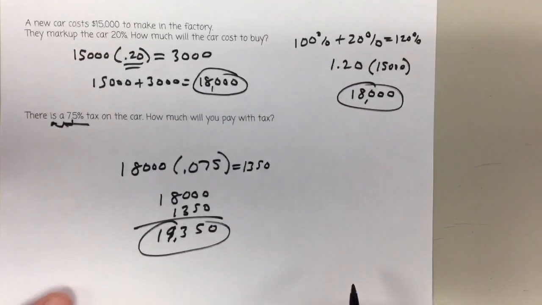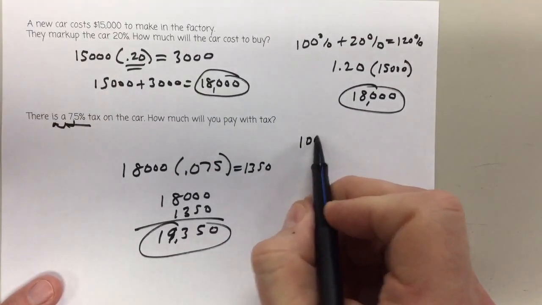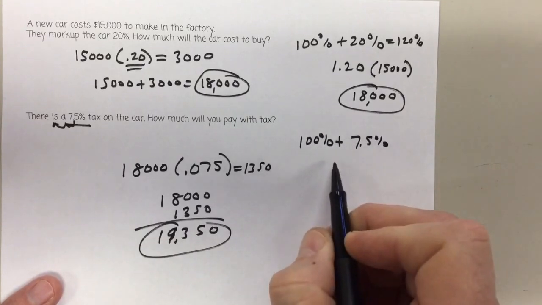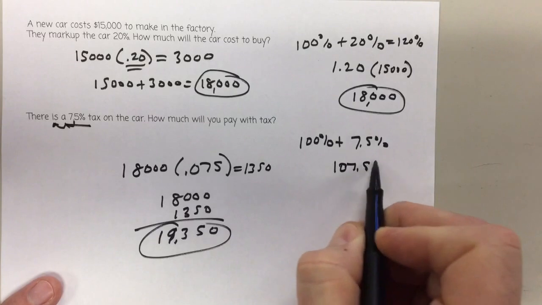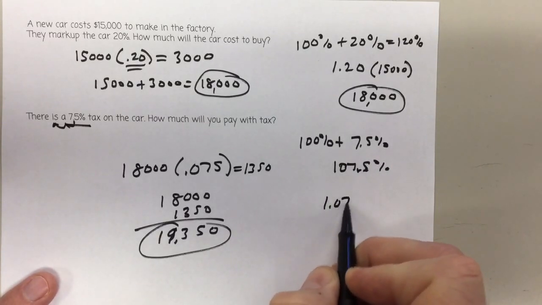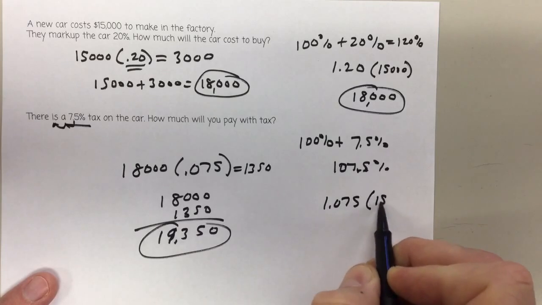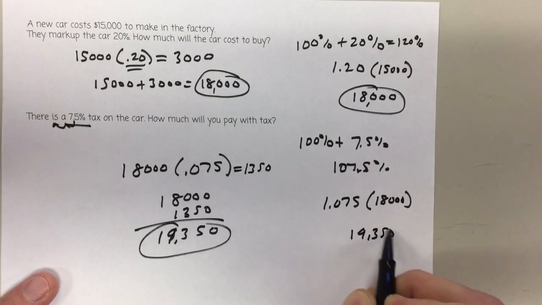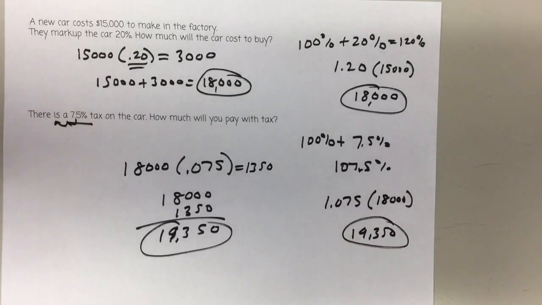$19,350. The other way would be to remember you're going to pay 100% of the cost plus an additional 7.5% for a total of 107.5% of the cost. Change that to a decimal, so it's 1.075. Multiply it by the cost of the car, and that gets me right to $19,350. Again, either way is fine, whatever you prefer.